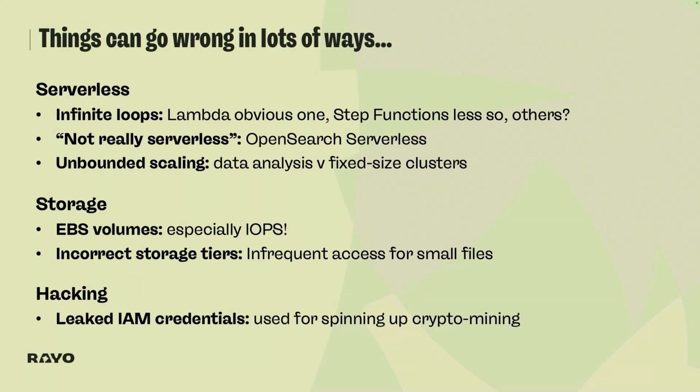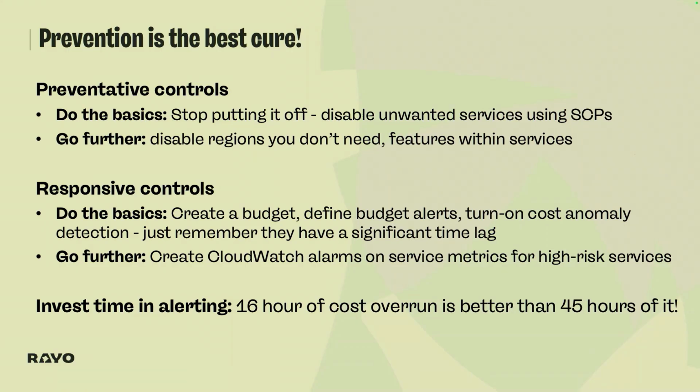EBS volumes, that's another classic one. If someone doesn't know AWS and they're coming from an on-prem environment, there's such a temptation to create an io2 volume with 60,000 IOPS. Do that, it's $100 a day for that volume. Please don't do that. Using the wrong storage tier. Again, I've seen people with 1K files using infrequent access, which has 128K, so it treats each file as 128K. It's not good. And then lastly, of course, the hack, IAM credentials leaked. Try to avoid that.